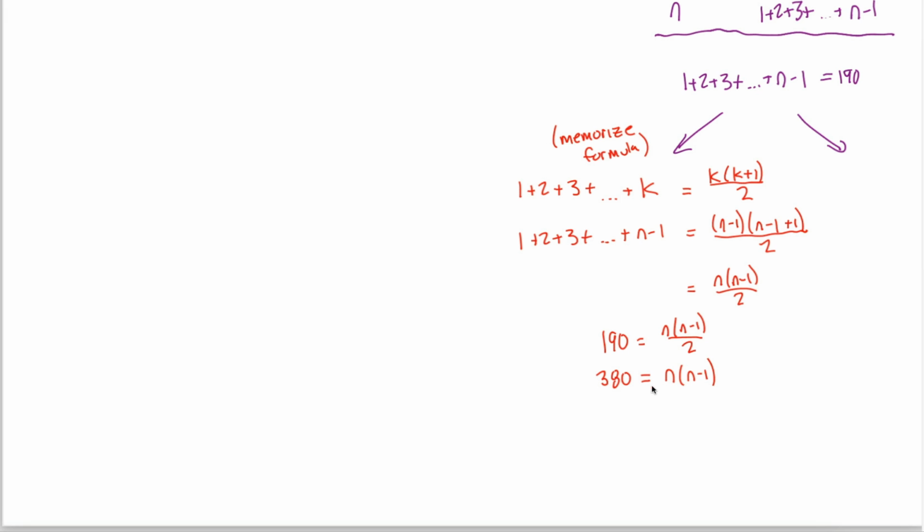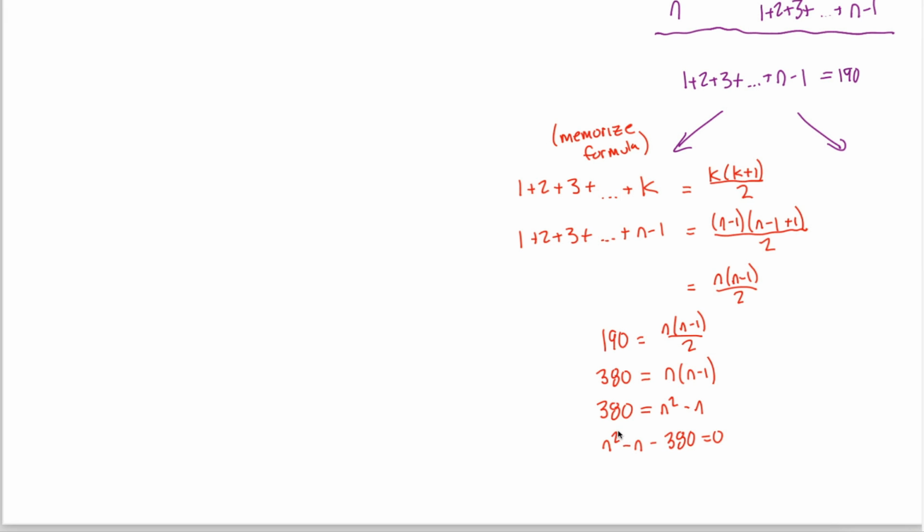If you have a hard time seeing that, fine. 380 equals n squared minus n. Subtract 380 from both sides. You get n squared minus n minus 380 equals 0. And solve this thing. How do you solve it? Up to you. Quadratic formula, complete the square, or factor. If you factor, you're looking for two numbers that multiply to negative 380 and add to negative 1. Those two numbers are negative 20 and positive 19.